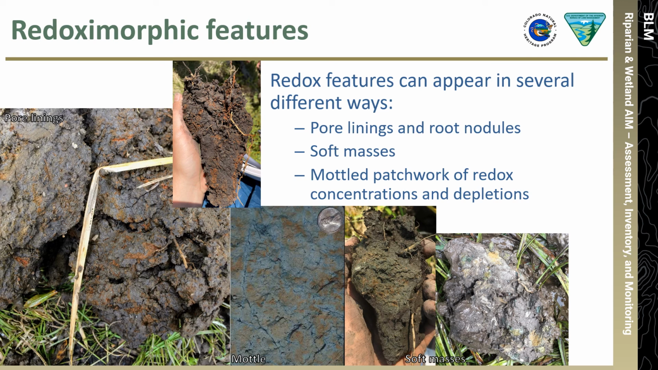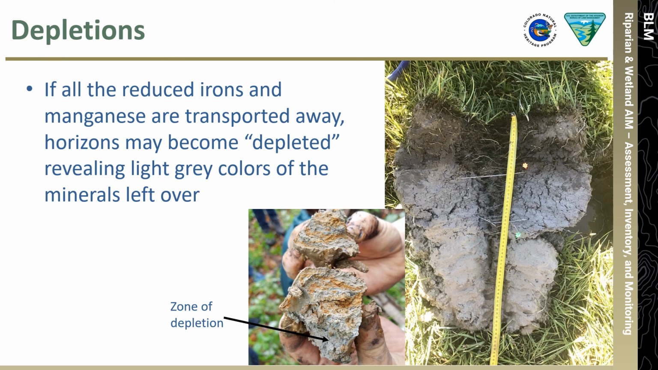Redox features can appear in several different ways. Here we see redox concentrations in root nodules, but we can also find redox features in soft masses like the lower right pictures, or in nodules like the bottom middle picture. Alternatively, redox reactions can result in depletions, or areas where iron and manganese compounds have leached out entirely, leaving behind a distinctive light gray mineral soil shown here. This is called a depletion, and it can happen across the soil profile or in an area around redox concentrations, as we see in the bottom photo.